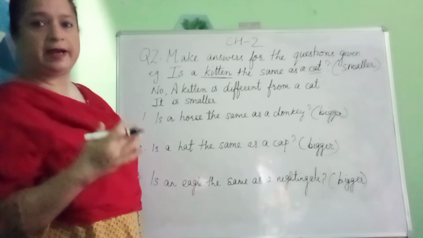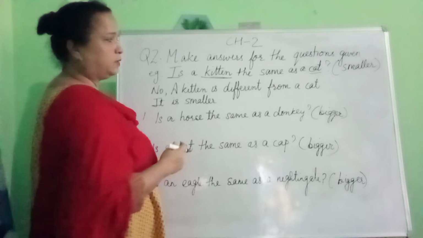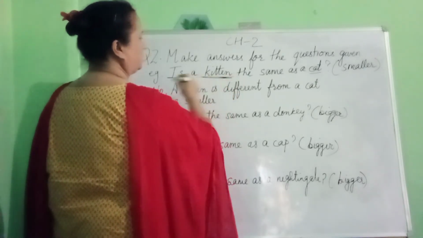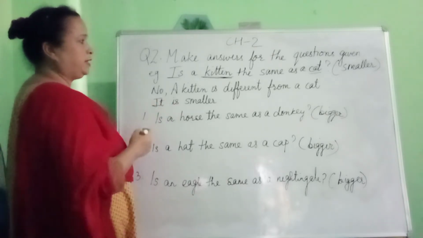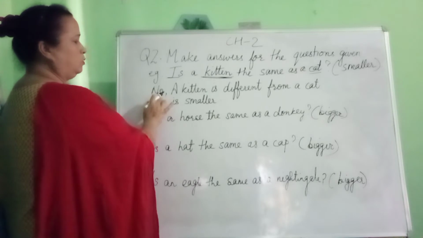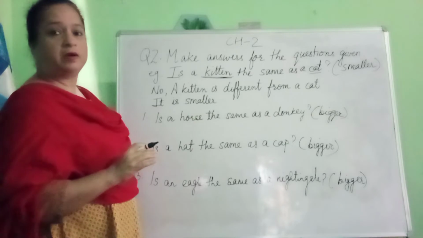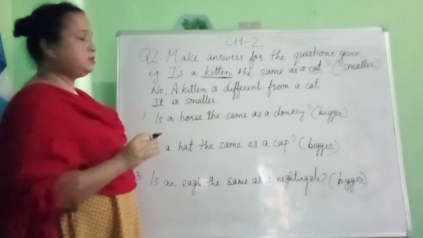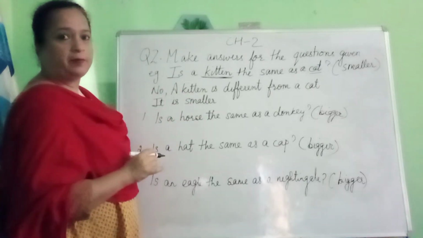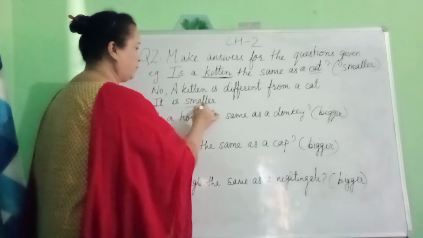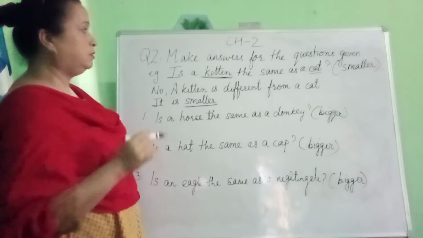Now we have all seen cats and kittens. So let us think and imagine which one could be smaller. Naturally, since the kitten is the young one of a cat, it is smaller. So how do we write the answer? We write no, comma, a kitten is different from a cat. Why is it different? Because it is smaller. So where have we used the comparative form of degree? We have used the comparative form to show that a kitten is different from a cat.